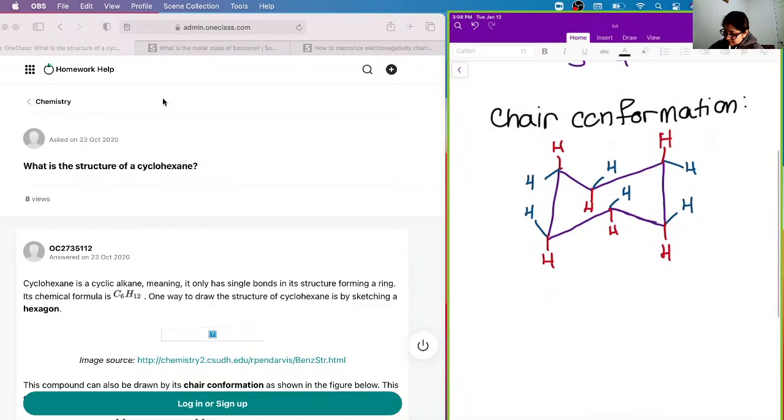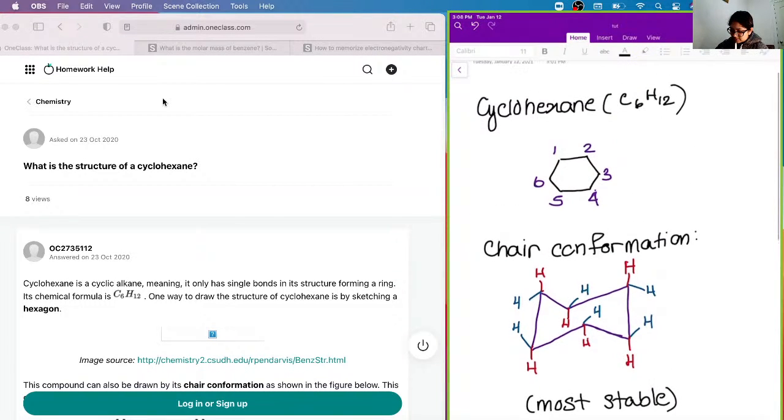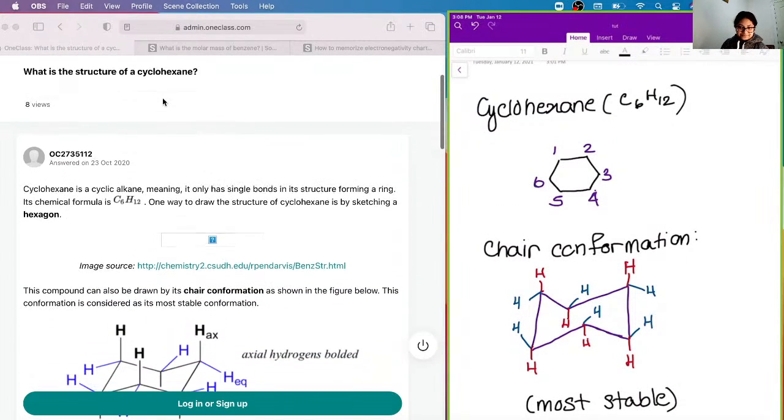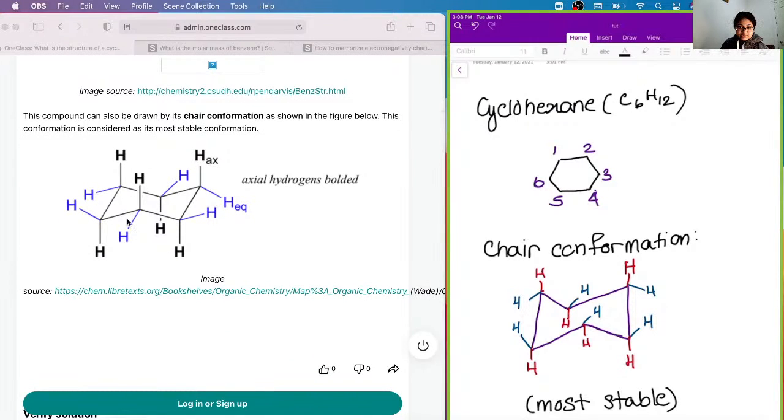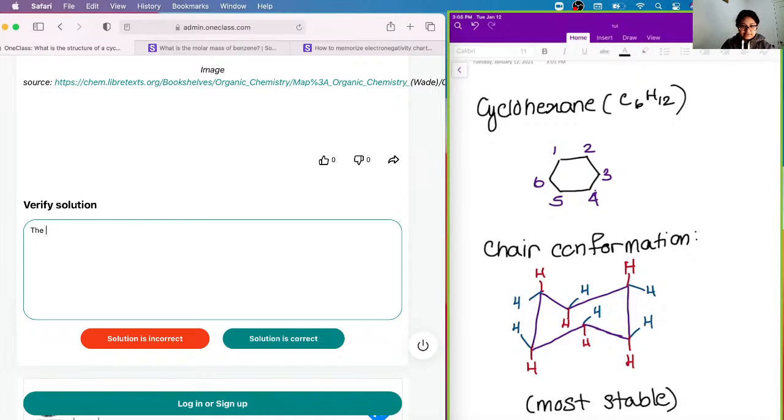So the most stable conformation, the chair conformation of a cyclohexane. Okay, and so this is our answer. You can see that this is what we've got. The solution here is correct.